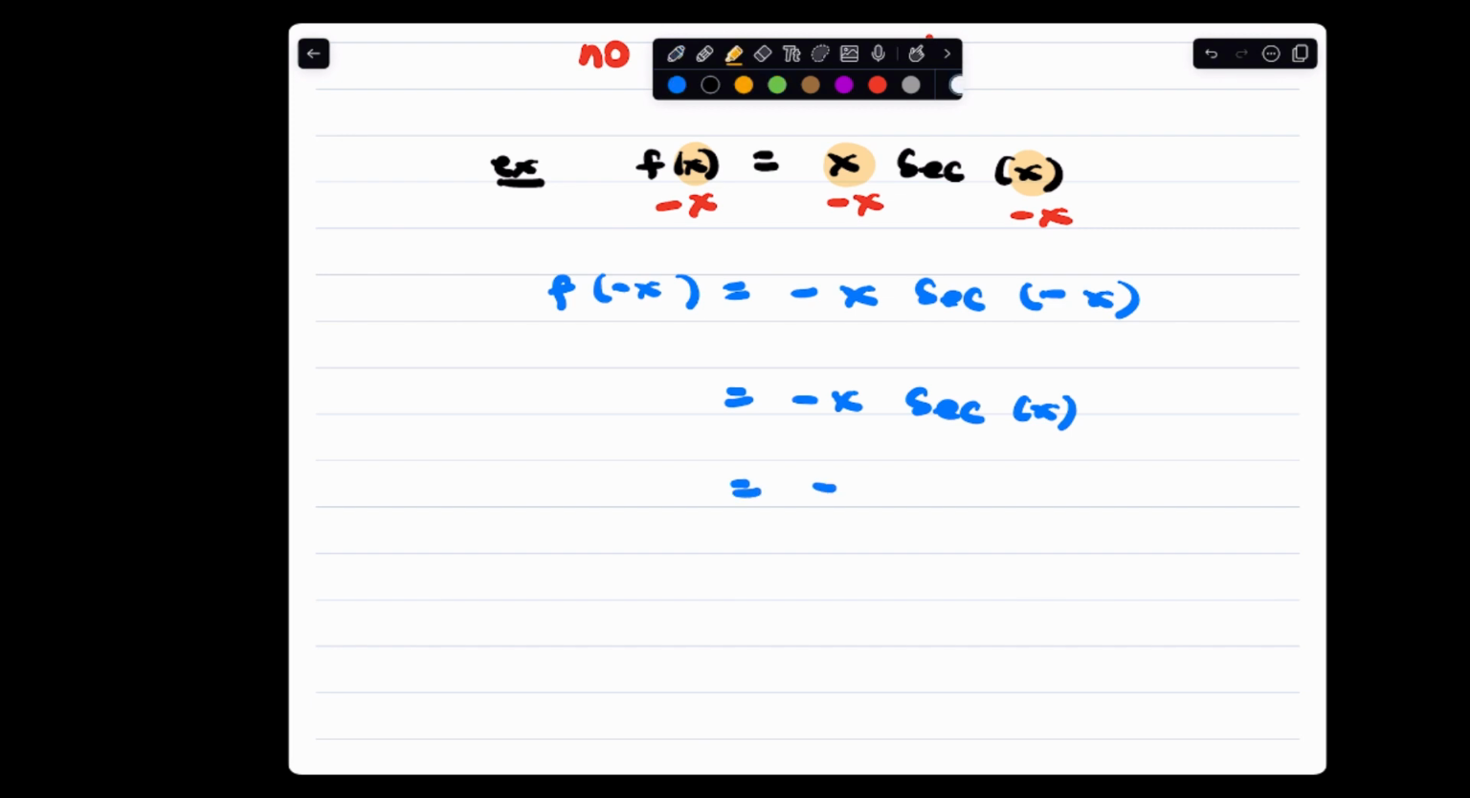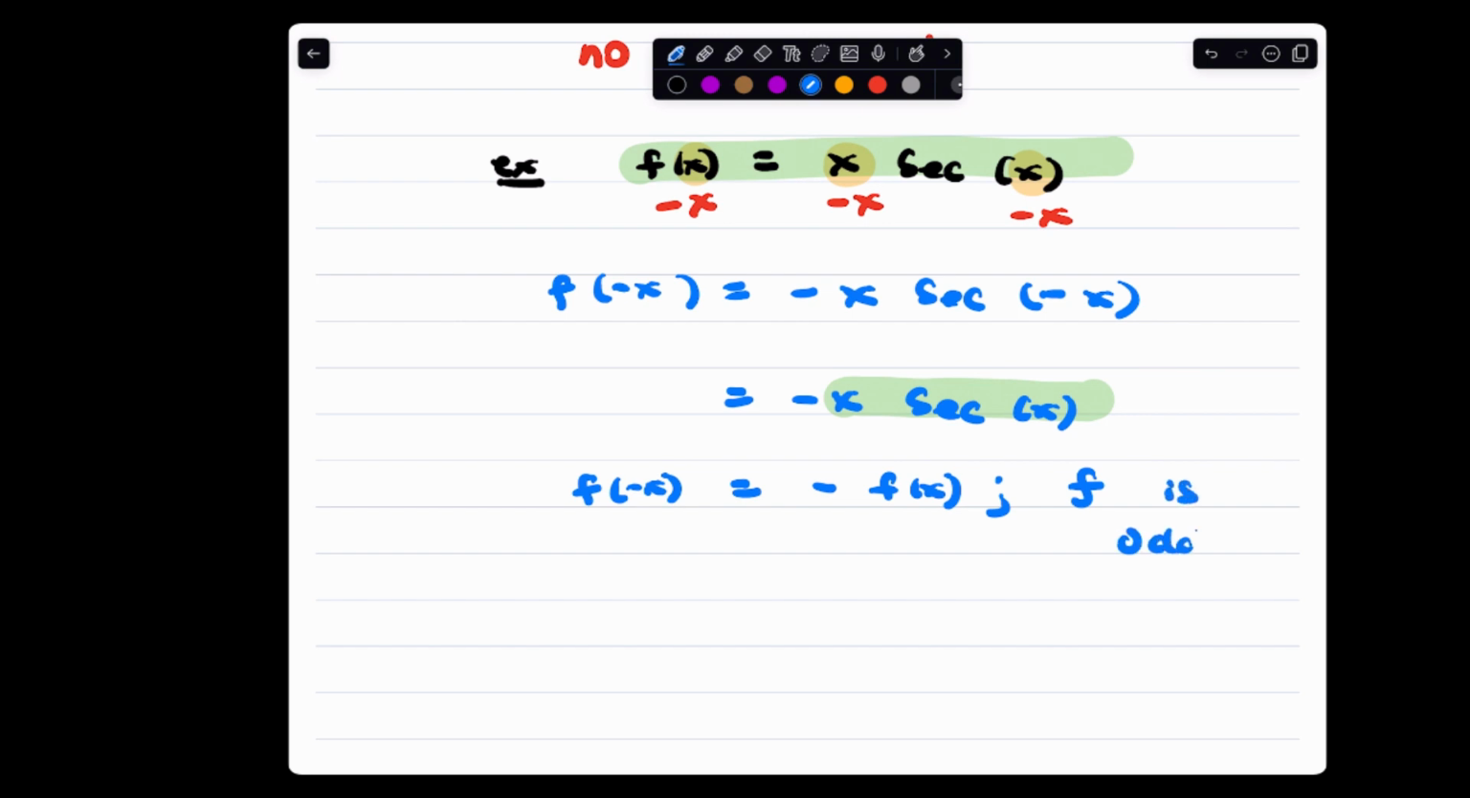So like before, you may notice, hey, here's my f, isn't it? So you have minus that f. So we got f of negative x is minus f of x. F again here is odd. Okay, you guys okay with that one? Easy peasy?